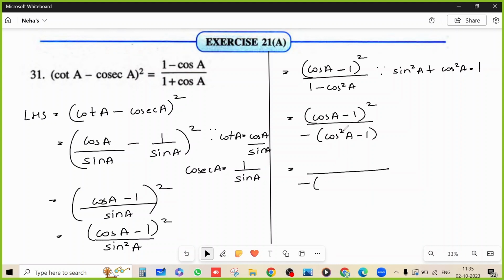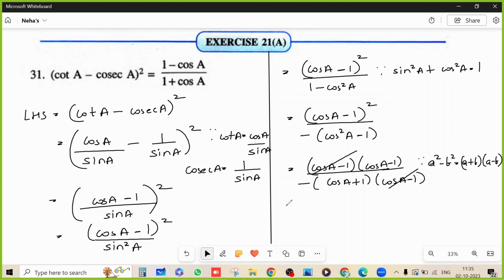Now the denominator can be written as (cos A plus 1) into (cos A minus 1) by the formula, since A square minus B square is equal to A plus B into A minus B, and the numerator can be written as (cos A minus 1) into (cos A minus 1), since (A minus B) whole square is equal to A minus B into A minus B. Now we can cancel out cos A minus 1, and we can use the negative sign in the denominator to reverse the signs in the numerator, which can now be written as 1 minus cos A divided by 1 plus cos A, and this is equal to the RHS, hence proved.